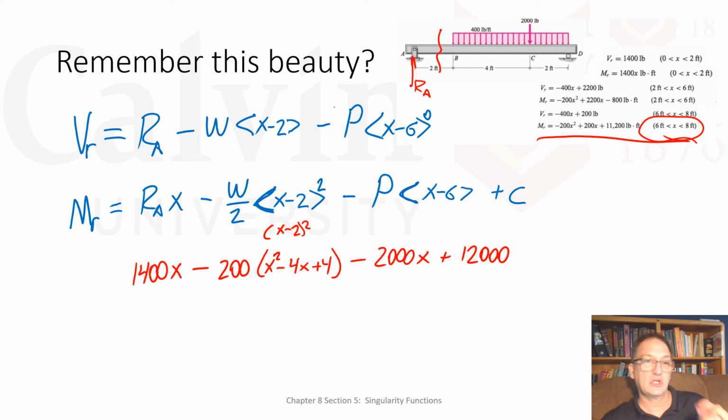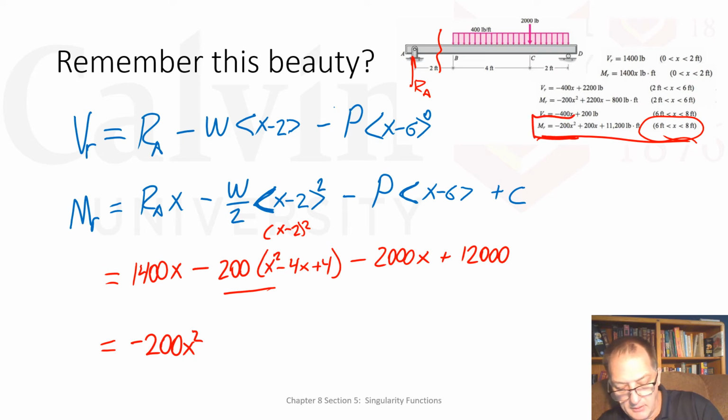So first, let's look at the x squared terms, right? That's how we simplify that. Equals, that's the only x squared term I have. Minus 200 x squared. Hey, look at that. Boom. Right there.